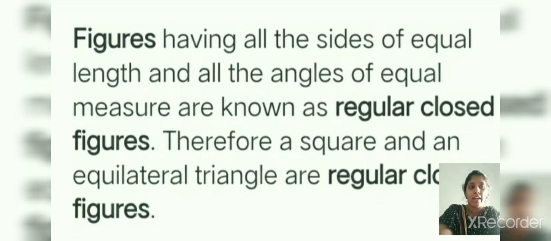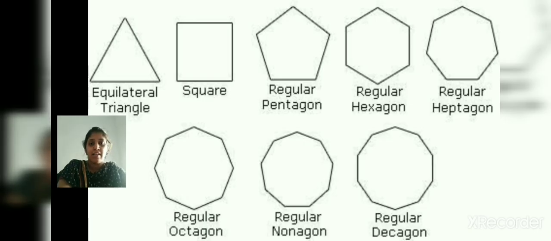In an equilateral triangle also, when do you say a figure is an equilateral triangle? When all the sides and all the three angles are equal. So in these two cases, the sides are of equal length and the angles are also equal. In cases like that, those figures are called regular closed figures. Therefore, a square and an equilateral triangle are regular closed figures.